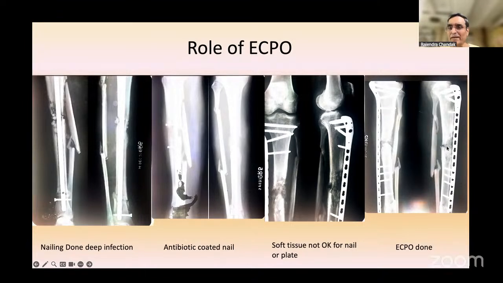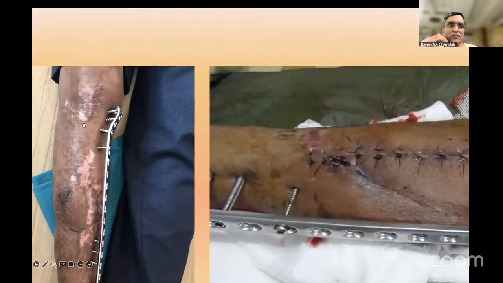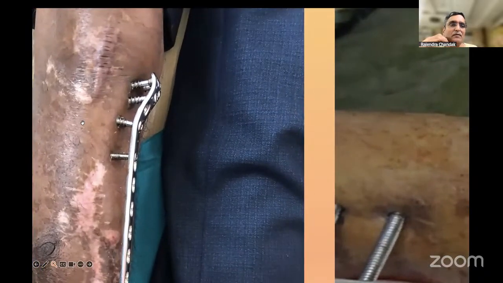You remove the whole dead piece of bone and put good antibiotic eluting cement or stimulant, whatever is your choice. So this is the ECPO, extracutaneous plate, and the biggest advantage is that the pin tracts or the screw tracts do not get infected. If I enlarge this, you can see the skin tract. I hope you are able to see the enlarged version. Beautiful. So the skin does not get infected.